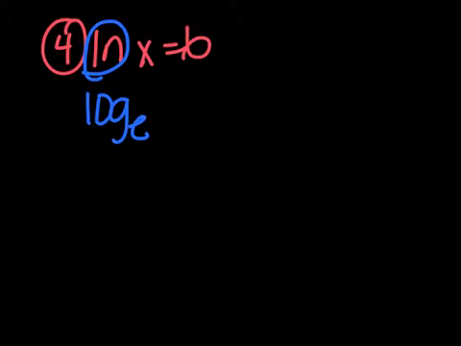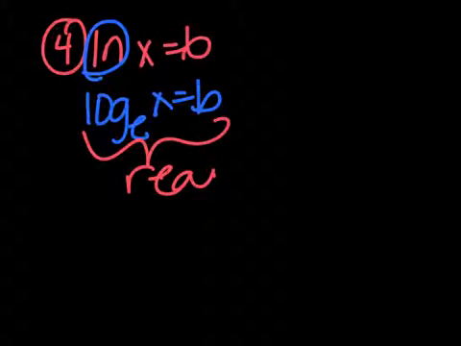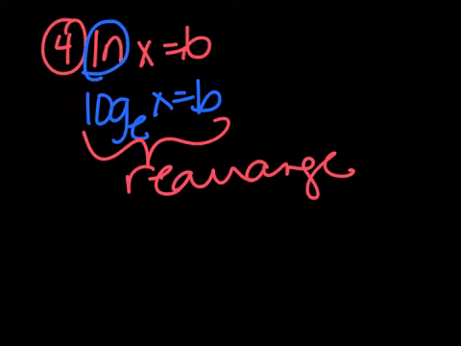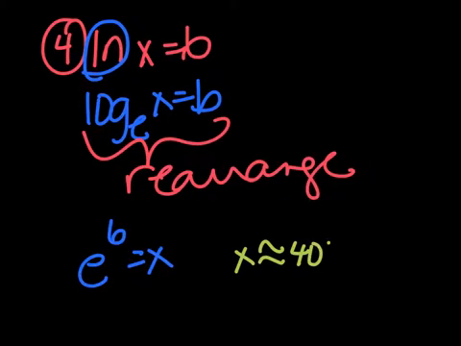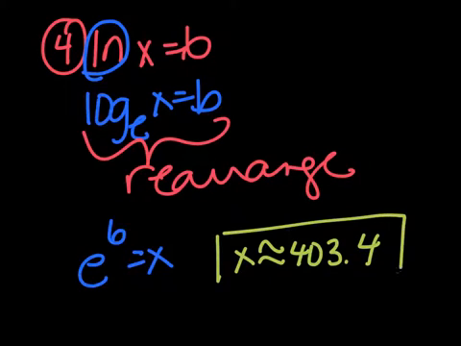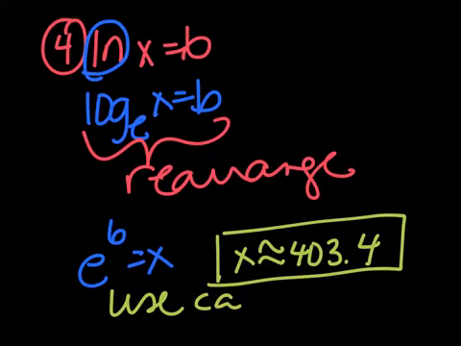Example 4, natural log of x equals 6. If you remember, natural log is log base e. So if I rearrange this, that would be e to the 6 equals x. And if you put e to the 6 in the calculator, that's second your natural log button to the 6th power, your x is going to be approximately 403.4.